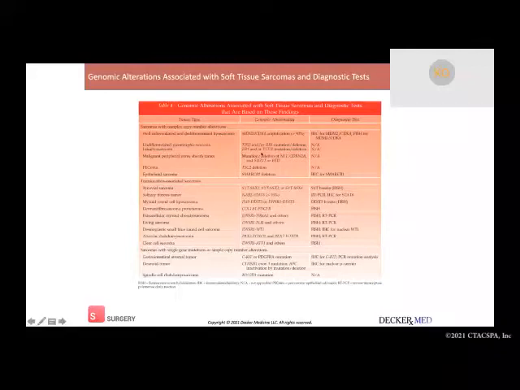P53 mutations, right, with Li-Fraumeni? That should be pretty easy to remember if they're going to ask you about that. These are so rare. Most of you will never see these, so I wouldn't put any of this to memory. When you get down here to GI stromal tumors, you have to know c-KIT and PDGFR mutations, and we'll talk about those in just a little bit.